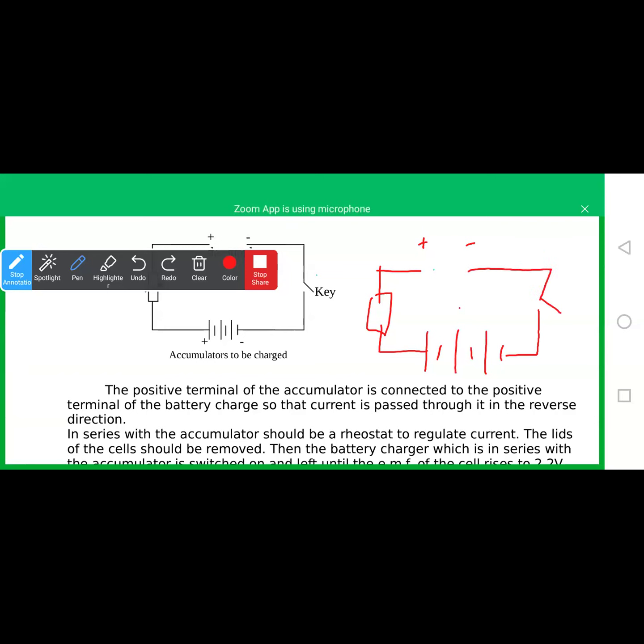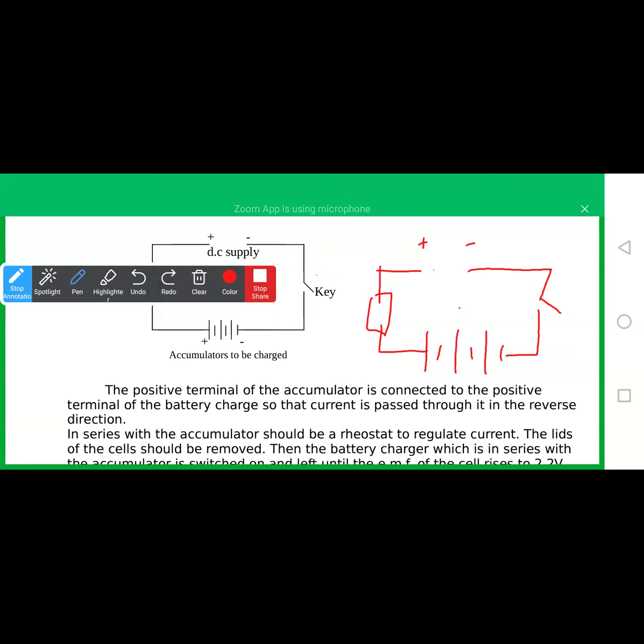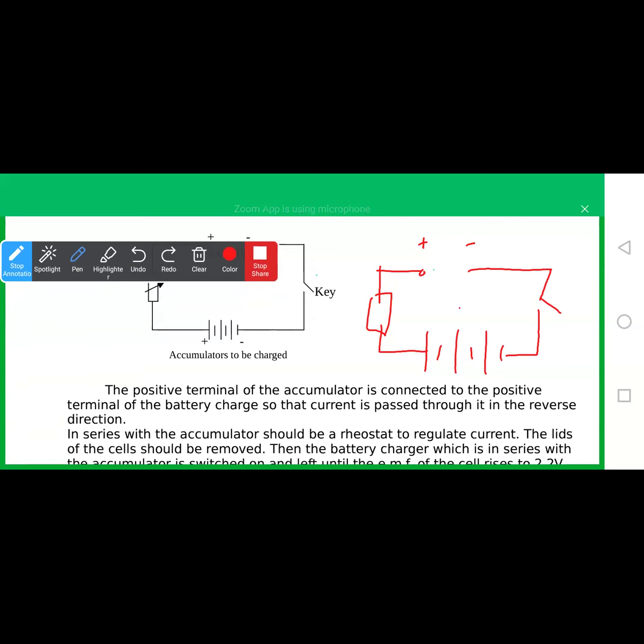So we have, okay, let me try to say something here. This is our DC supply. Now this is our accumulator, of which originally we don't know which side. We know that this is the anode, and the other side is the cathode. But they carry no charge. They are not yet charged.